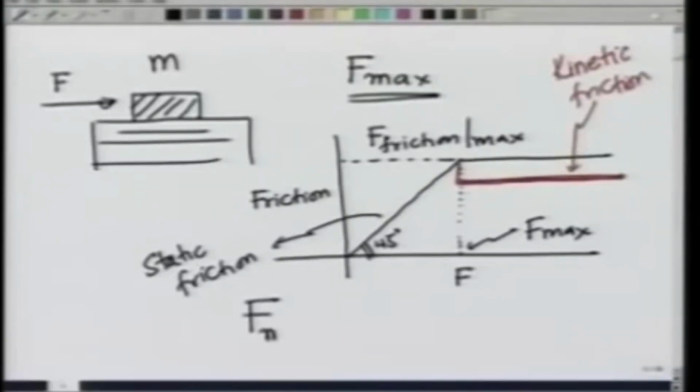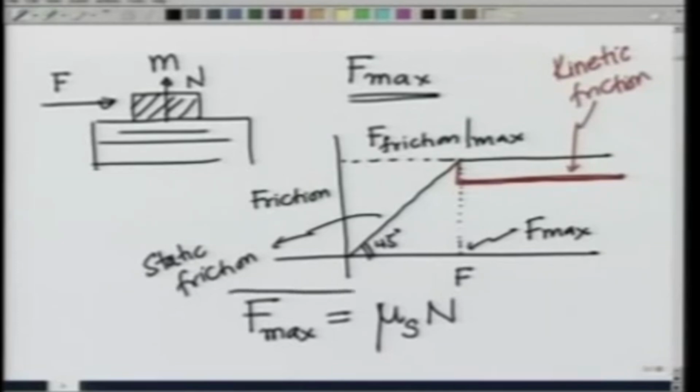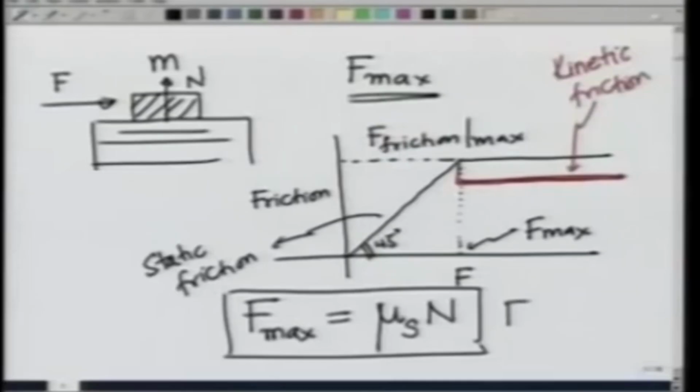What Coulomb observed is that this maximum value of the frictional force is equal to a constant which I will call mu s for static times n, the normal reaction on the body. This is the maximum possible value of static friction, and once the body starts moving, the kinetic friction F kinetic is equal to mu k, mu kinetic times n, and you can make out from this figure that mu kinetic is slightly lower than mu static.